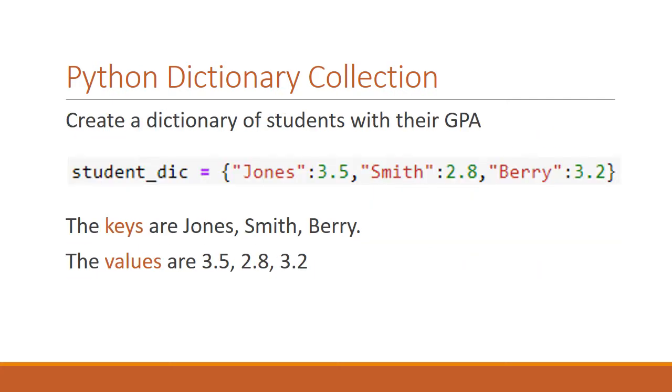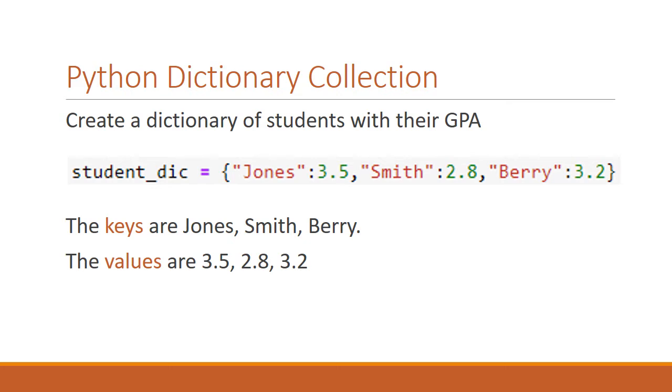Here's an example of a Python dictionary where we are storing a student's name along with their associated grade point average. So in this example, we assign our variable student dictionary to the dictionary, and notice we begin and close with curly brackets. Our key-value pairs are: the key Jones with the value 3.5, the key Smith with a value of 2.8, and the key Barry with an associated value of 3.2.